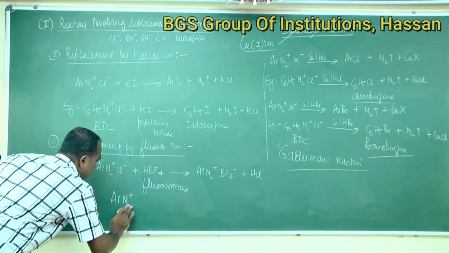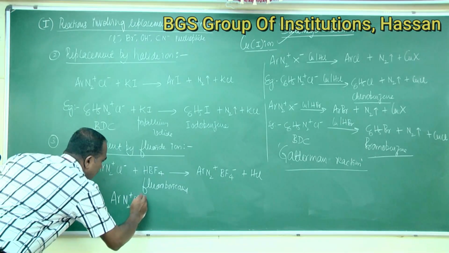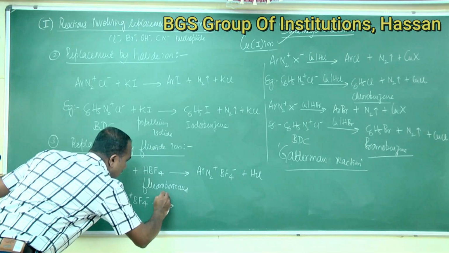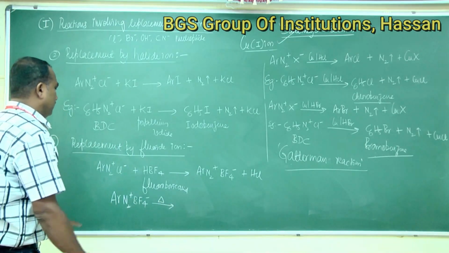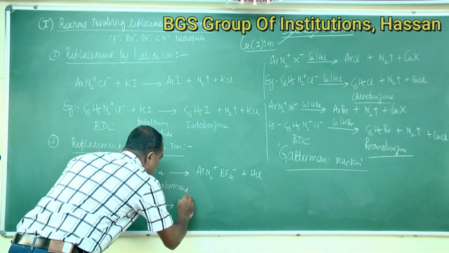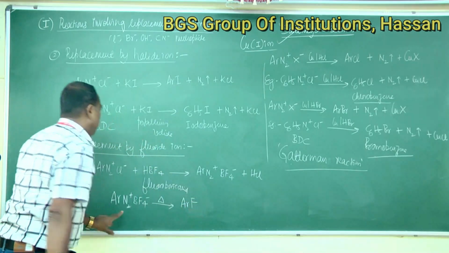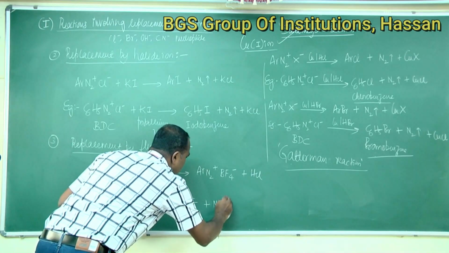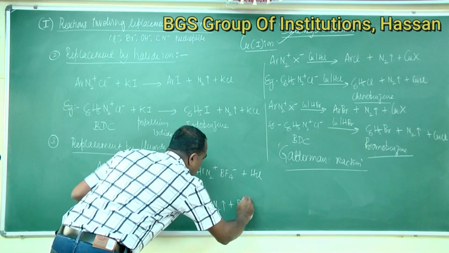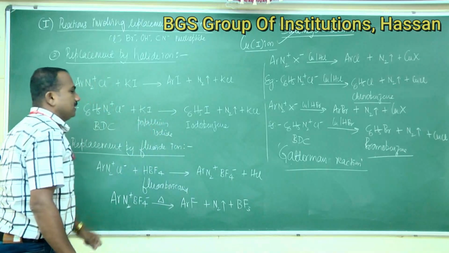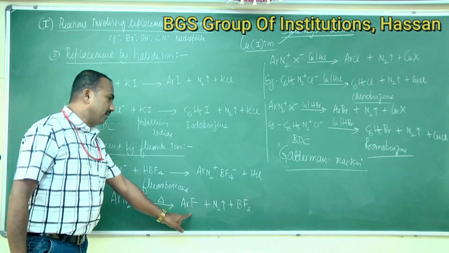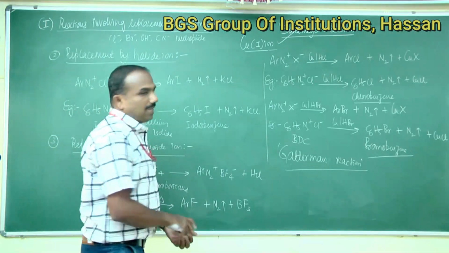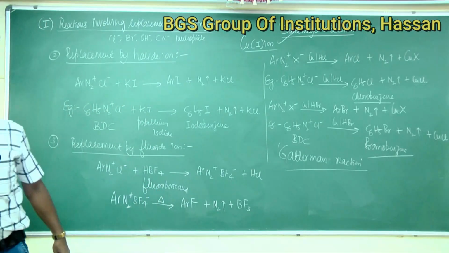ArN2+BF4⁻ formed, on strong heating, changes to ArF plus N2 gas plus BF3, that is boron trifluoride. It changes to ArF.